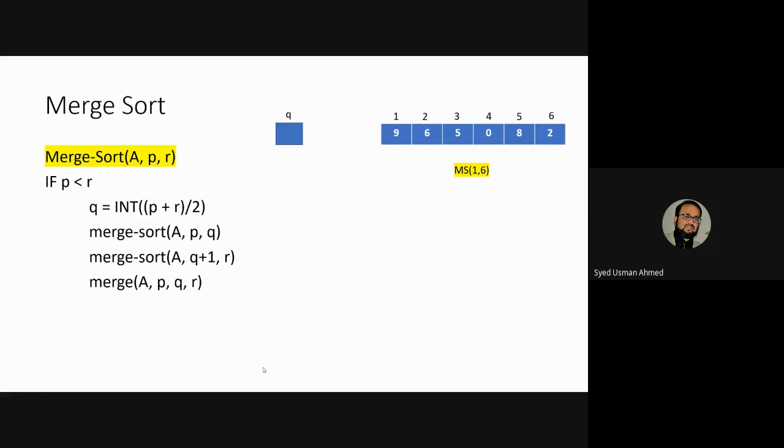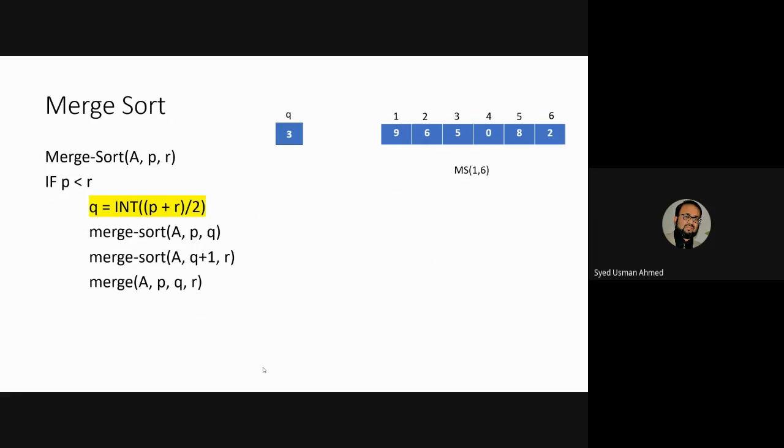Now if we check if P is less than R, we find it is true. And so we go inside and create a division which is called Q. In this case, P plus R divided by 2 is 1 plus 6, 7 divided by 2, that is 3.5. And if we take the integer part of it, this is 3. So our complete list will divide into 2 equal halves. One is 1, 2, 3 and next is 4, 5, 6.